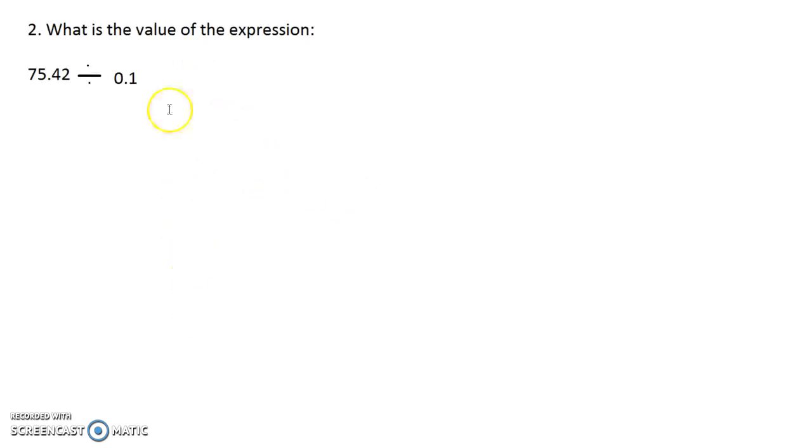All right, so question number 2 is, what is the value of the expression? And so 75.42 divided by 0.1. Well, first we're going to write it in standard form. So we're going to say 0.1, and we're going to say divided by, 75.42 divided by 0.1.